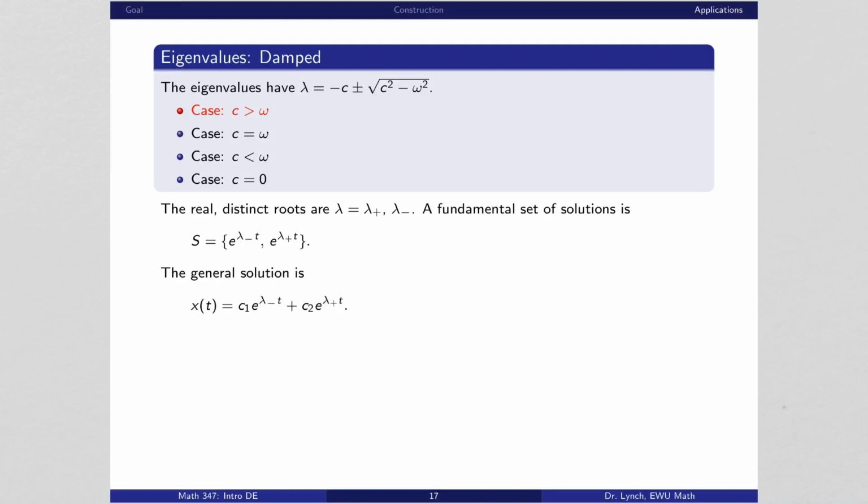A fundamental set of solutions includes what I'm calling e to the lambda minus t and e to the lambda plus t, where those lambda minus and lambda plus correspond to the minus and plus in the square root. And the general solution, again, is a linear combination of those linearly independent solutions, c1 e to the lambda minus t plus c2 e to the lambda plus t. This is our expected two-parameter family of solutions, just like before. And an interesting thing here is that in this case, it turns out that both the lambdas are negative numbers.